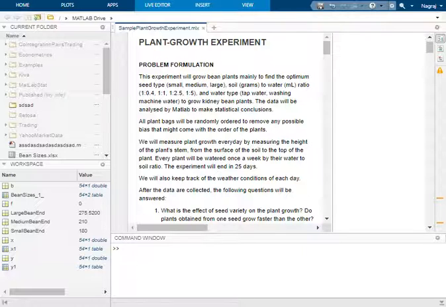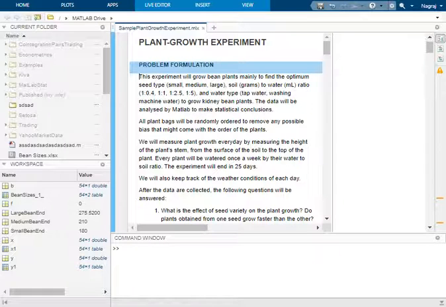To give you an example of my work, here's the code I'm going to use for my experiment that is currently ongoing. It implements various statistical concepts. So this is my plant growth experiment, and what I'm trying to find out is the optimum seed type, soil to water ratio, and water type to grow kidney bean plants. And the data will be analyzed by Matlab.